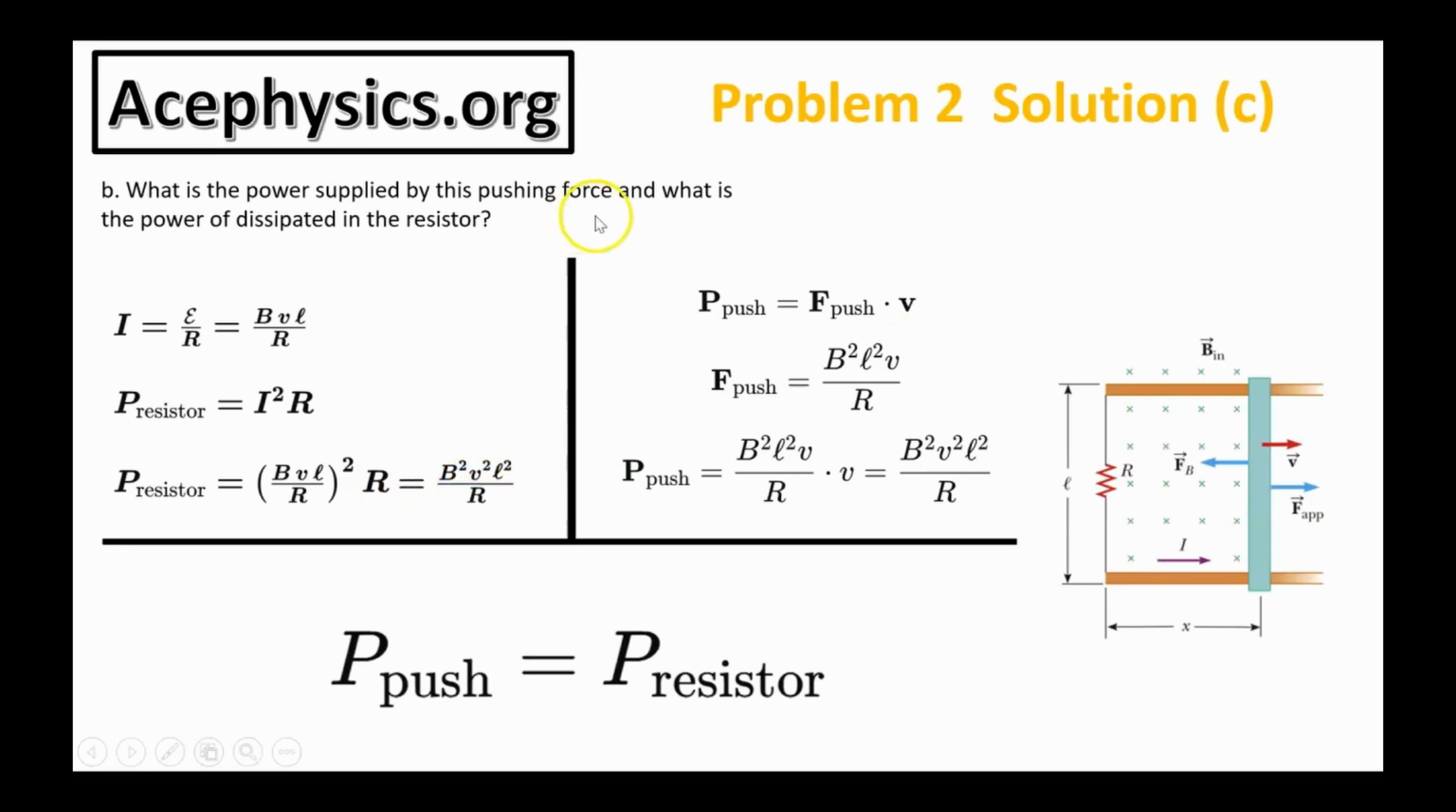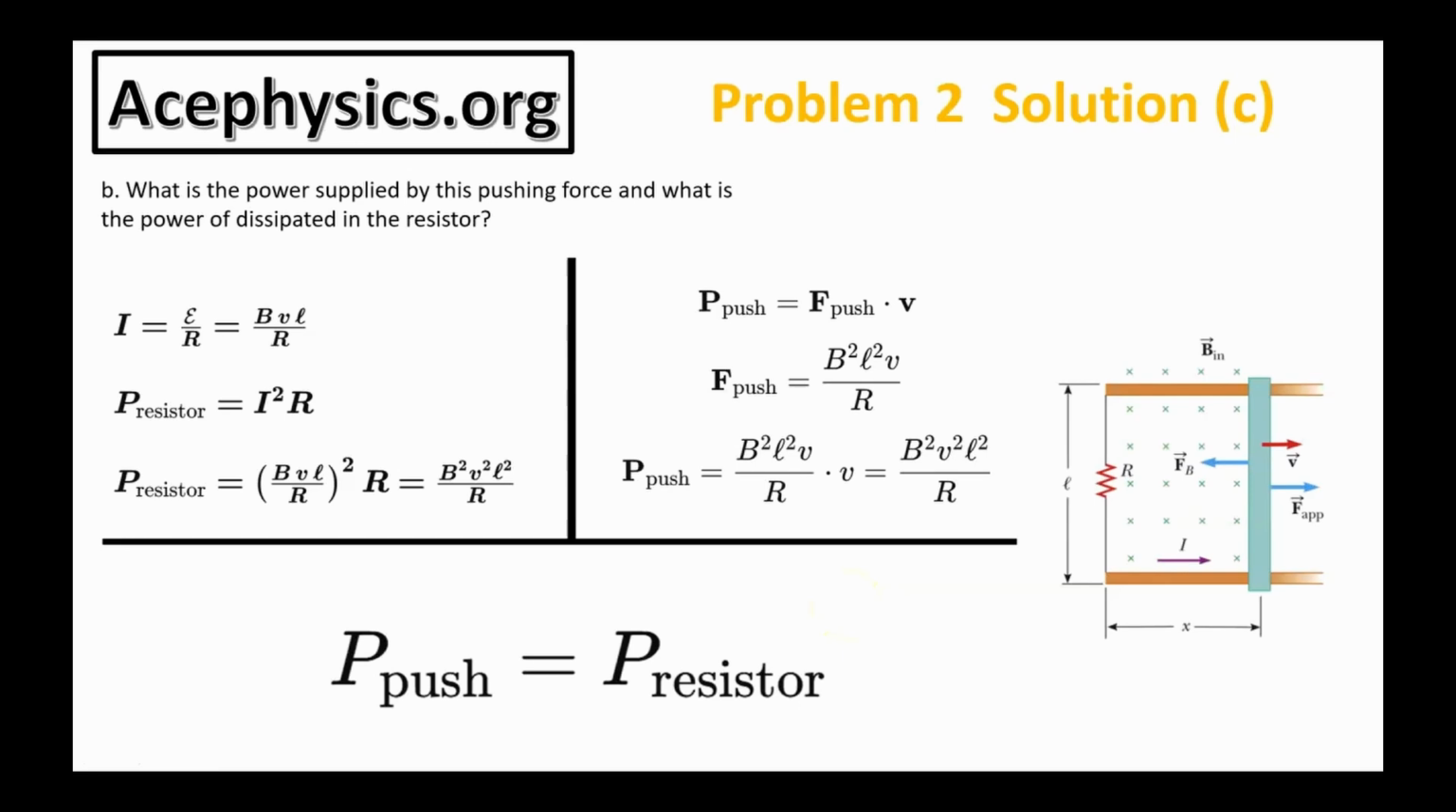The power, or work per unit time, supplied by the pushing force is equal to the force dotted into the velocity. This is the formula for mechanical power. The pushing force multiplied by velocity is equal to B squared V squared L squared over R, and as you notice, the power of the push is equal to the power of the resistor.